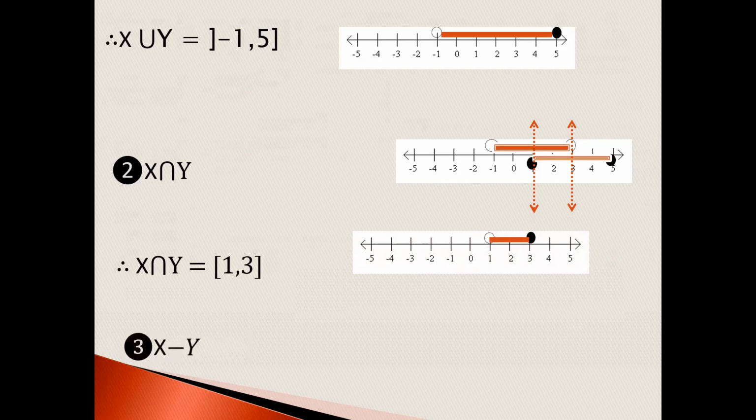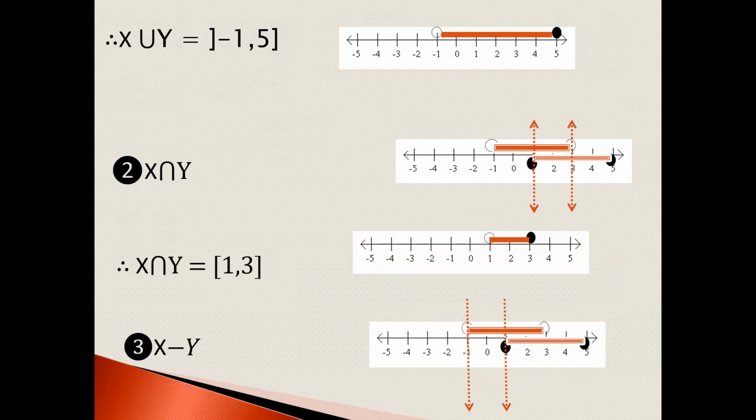Number 3, x minus y, x difference y. What's the meaning of x difference y? That means that I want the numbers included in x but not included in y. X has negative 1 open and 3 open. Y has 1 closed, 5 closed. I want the numbers found in x but not found in y. What are the numbers here? X has negative 1 and 1, and this part is not included in the y interval.